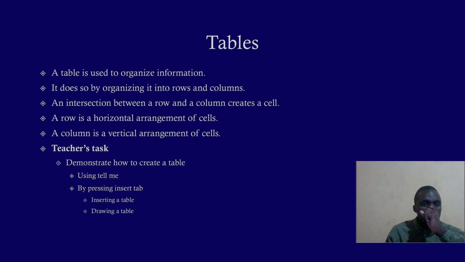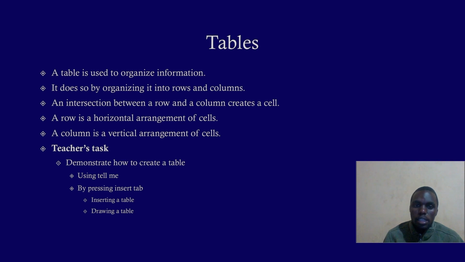So a table basically is used to organize information in form of rows and columns. So I'll explain what a row is, but theoretically a row is a horizontal arrangement of cells. And when you talk about a column, it's a vertical arrangement of cells.